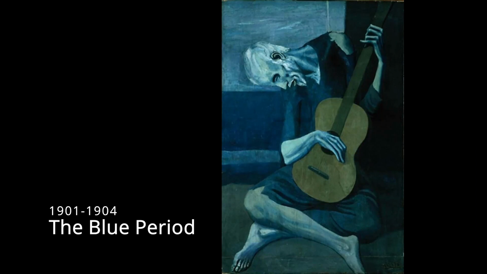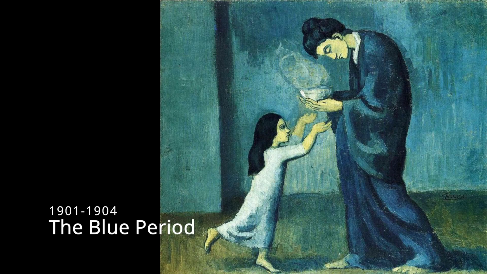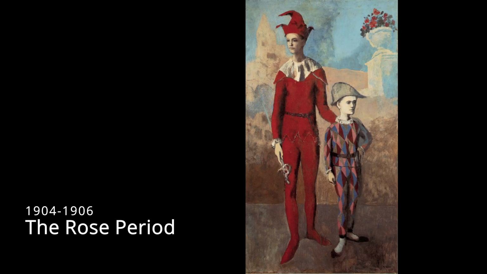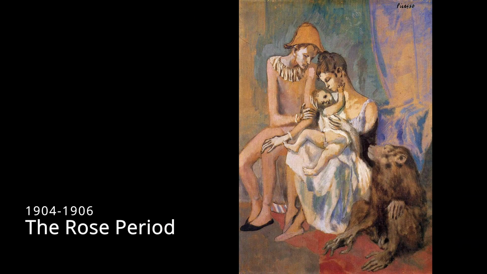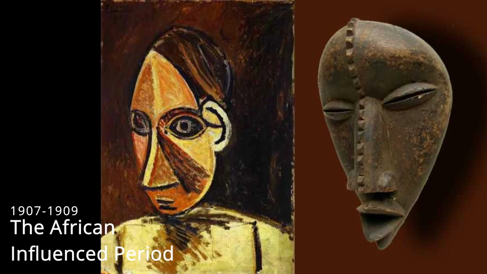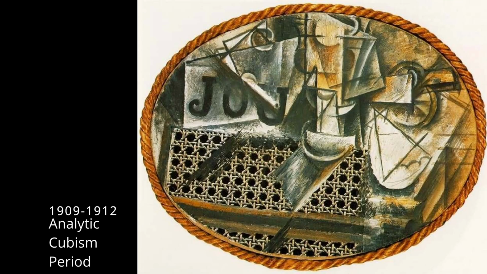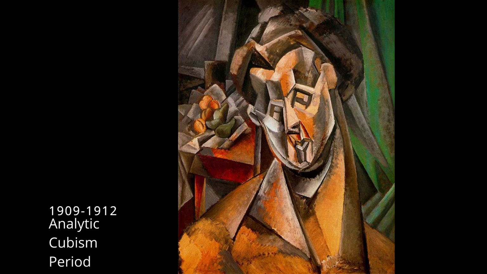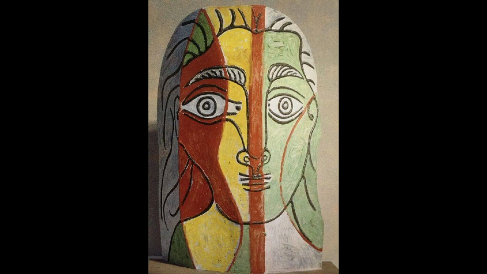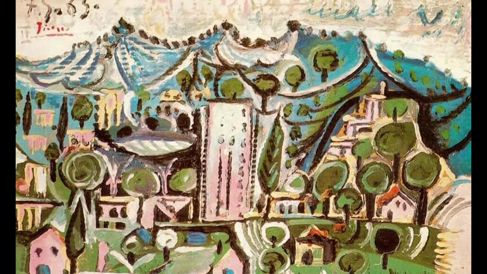Throughout his long life, he experimented with different art theories and techniques, and due to this exploration of new ideas, Picasso's work is often categorized into periods: the Blue Period, the Rose Period, the African-influenced period, the Analytical Cubism. His later works combined elements of many of his earlier styles.